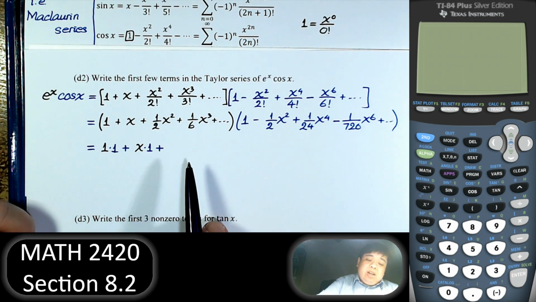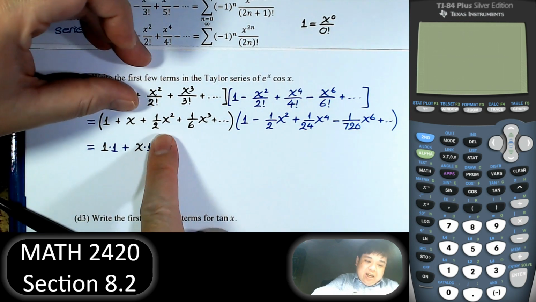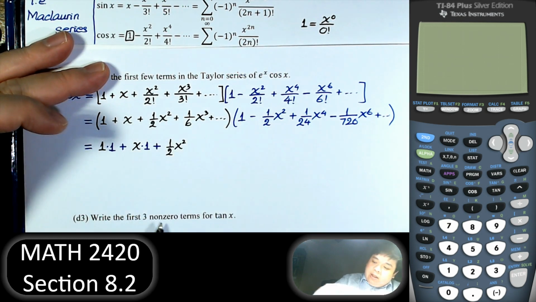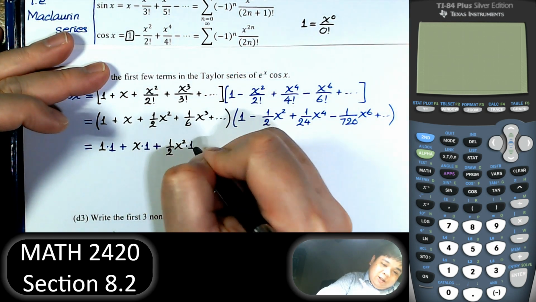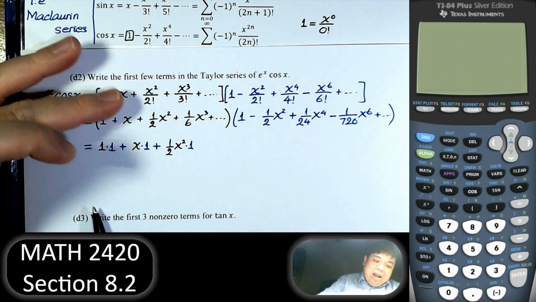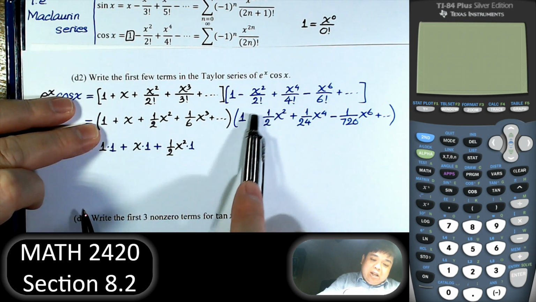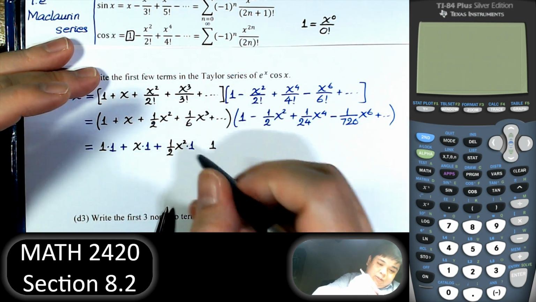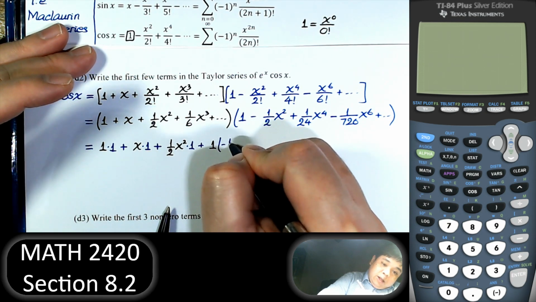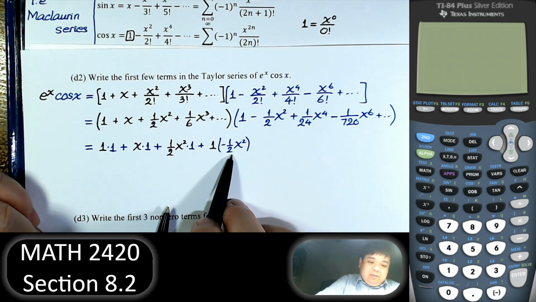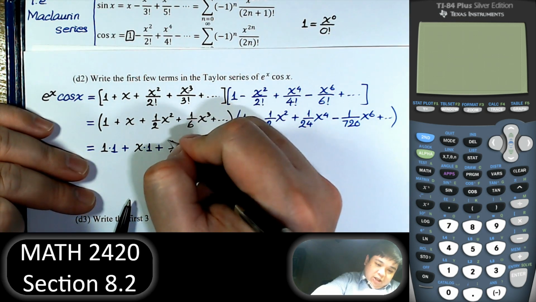Now, the next one is interesting. How do we get x squared? To get x squared, we can take this 1/2 x squared times 1, right? So I will write 1/2 x squared times 1. Or I could take this 1 multiplied by negative 1/2 x squared. That will also give us x squared, right? So these two terms give us x squared.